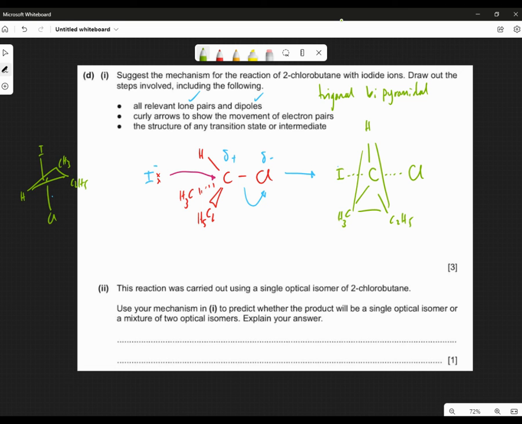So as that goes in, what happens then? Well, as this moves in, this leaves, obviously. And the molecule, if you remember, flips over. So you have I, you have C, H.